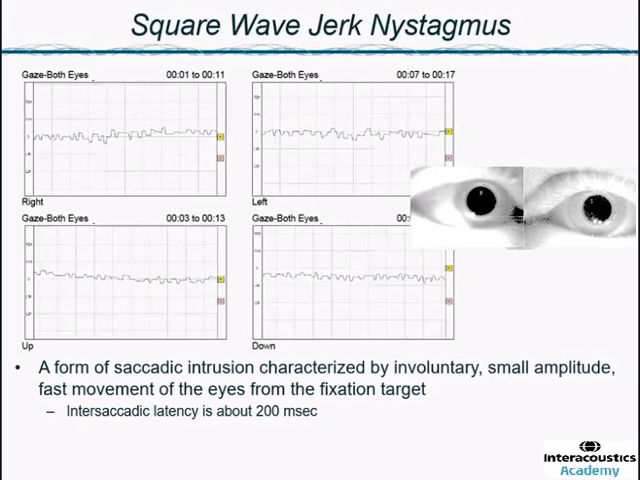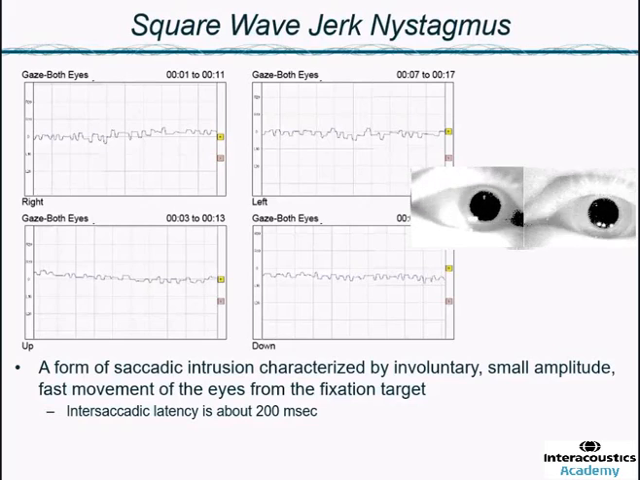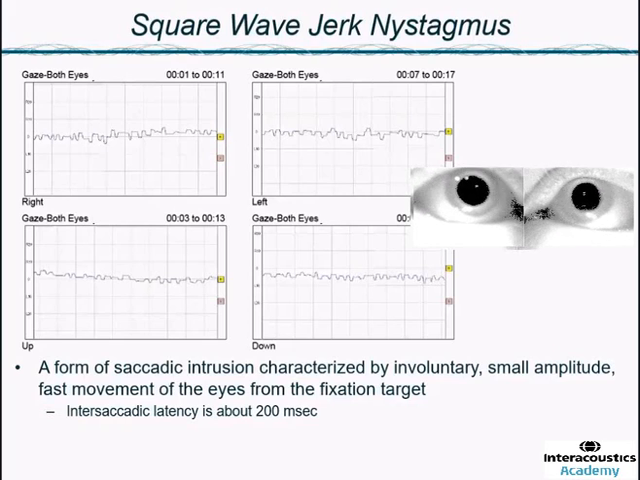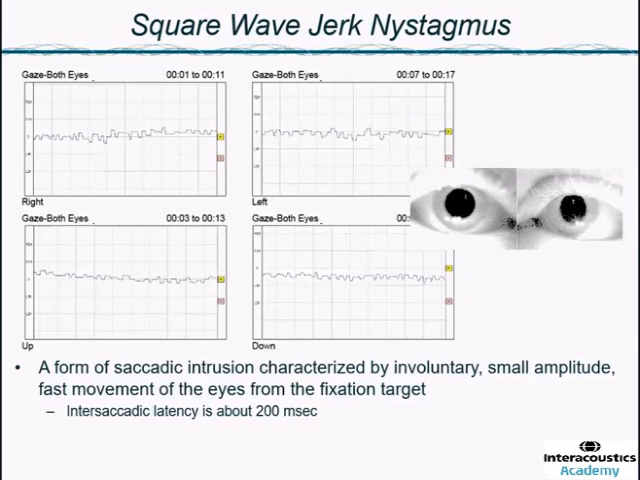It's considered a form of saccadic intrusion, which is an involuntary firing of the saccade pulses. It throws the patient's eyes off the target, and then the patient needs to correct and come back, and that takes about 200 milliseconds or so. If that intersaccadic latency is much bigger than 200 milliseconds, that usually means that these are involuntary eye movements.